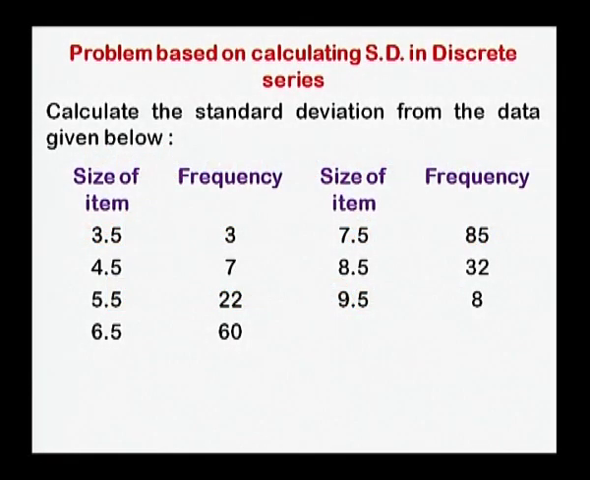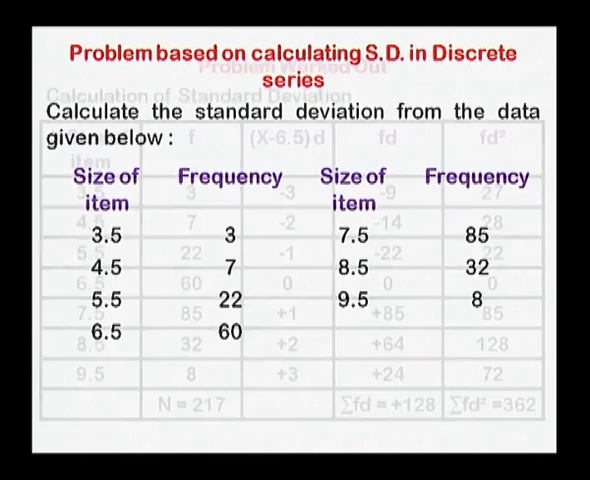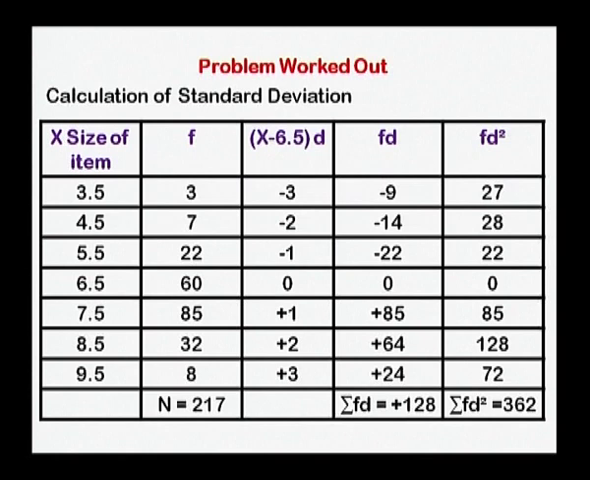Now, we discuss a problem which is based on calculating standard deviation in a discrete series. Calculate the standard deviation from the data given below. Size of item is given as 3.5, 4.5, 5.5 and 6.5, and frequency is also given. Now, we calculate the standard deviation. X means size of item, that is 3.5 and 4.5 and so on, and frequency is given as 3, 7, 22, 60, 85 and 32, and finally 8, and total is 217.